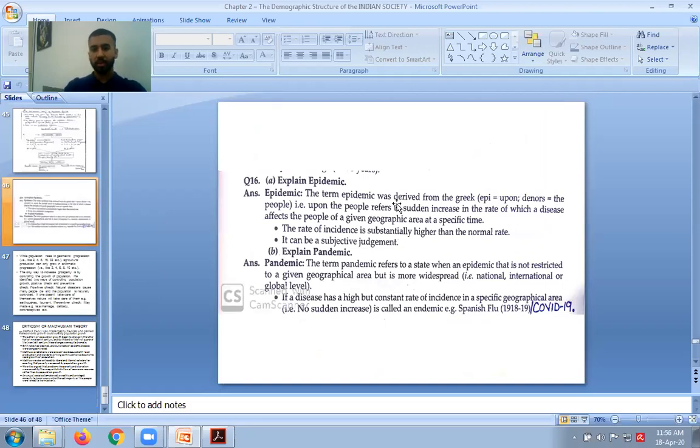So the term epidemic was derived from the Greek word demos and all those things. So remember that epidemic is something that is confined to a particular geographical area, right? It is not spread to the global world. Epidemic is confined to a particular geographical area, like a state, a nation, or a country, right? But pandemic is something else. Look, I've written the example of COVID-19. So COVID-19 is a pandemic, right? Because it has been all over the world. So I'm sure you've understood.